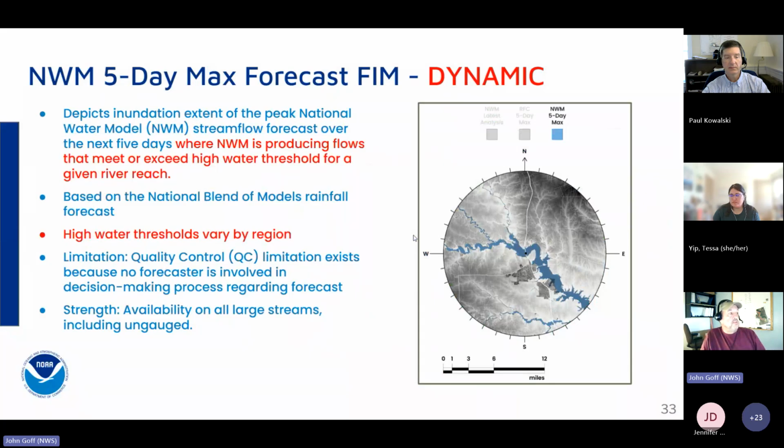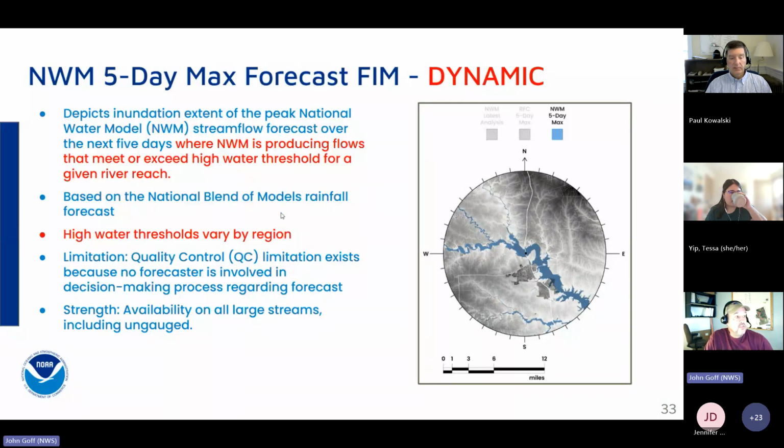So let's talk about these three. The water model 5-day max forecast FIM. This depicts the peak inundation extent that the National Water Model is showing over the next 5 days, where it's producing flows that meet or exceed high water threshold criteria for a reach. So again, think of high flows and a heavy rain event coming, we're under a flood watch. It's based on the National Blend of Models rainfall, so it's a very ensembled model approach. They take a bunch of models, tweak the physics in all the models, 60 of them in there, and blend together the ones they've vetted that have the best skill score, and produce a common picture of what the model precipitation is, and then it's running off of that.